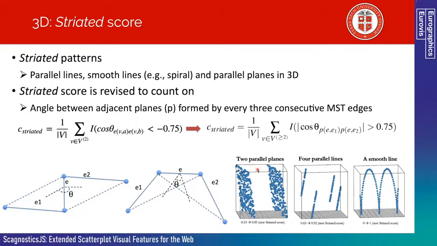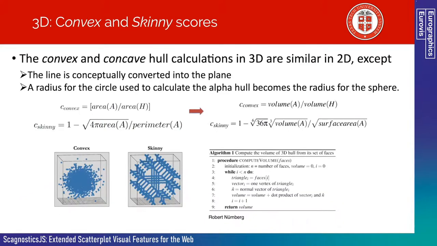For two parallel planes, if we don't use the absolute sign, the score is 0.53, 0.65 for the four parallel lines, and 0 for this smooth line. However, if we apply the absolute cosine to consider this case, then the score will be 0.85 for the two planes, 0.92 for the four parallel lines, and also 1 for this very smooth line. This one is more reasonable.